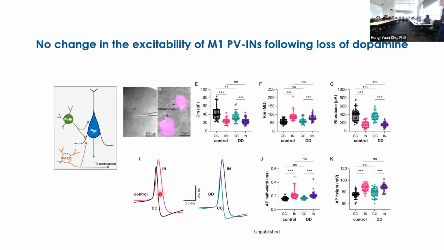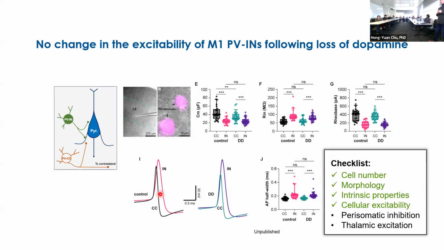And we compared them, and a little surprisingly, we did not see any difference. We did not see any major difference in the input resistance and the rheobase current. You can see the control data and the dopamine depleted animal. And you can see between CCs and between the interneurons, there are no dramatic changes. The only difference we see is this: PV-CC cells, which project to the contralateral hemisphere, look like after loss of dopamine their cell body becomes smaller. The only difference so far. We come to the conclusion that loss of dopamine does not affect the intrinsic properties or cellular excitability of the PV cells in the cortex.